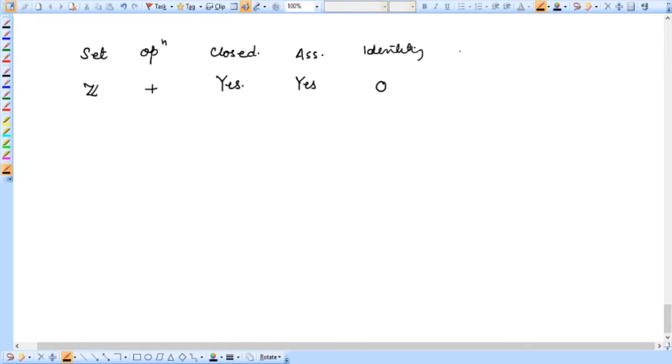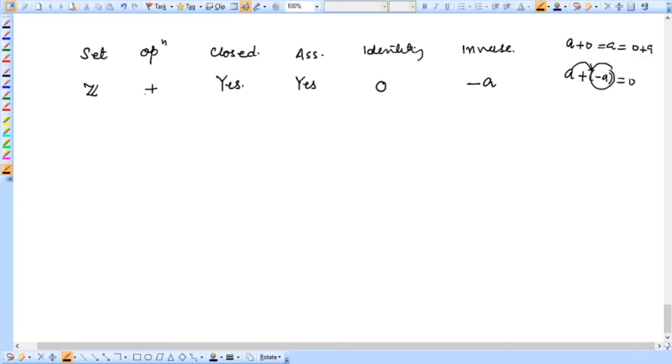And inverse, yes, inverse also existed. 0 was identity because a plus 0 was equal to 0 plus a, right? In both ways, a plus 0 is equal to a and 0 plus a is equal to a. Also you see a plus minus a is equal to 0. So this element is the inverse of a. So the inverse is minus a. Yes. So this was a group.